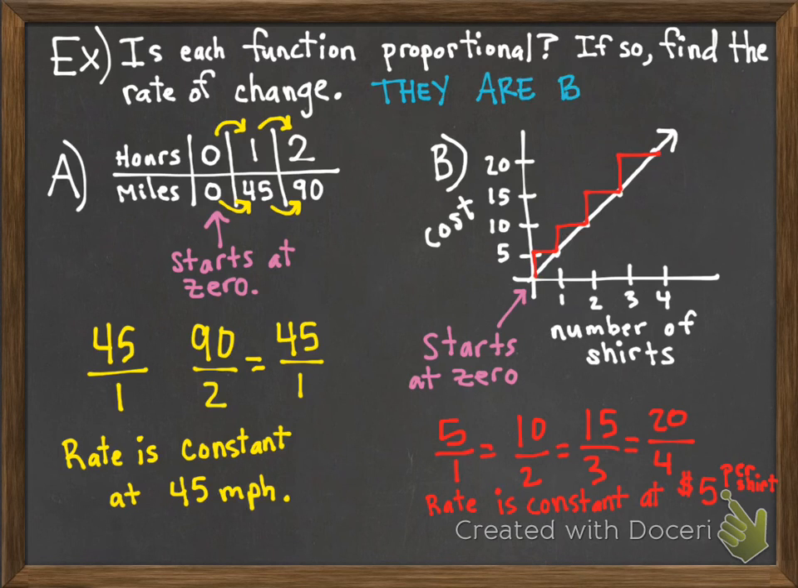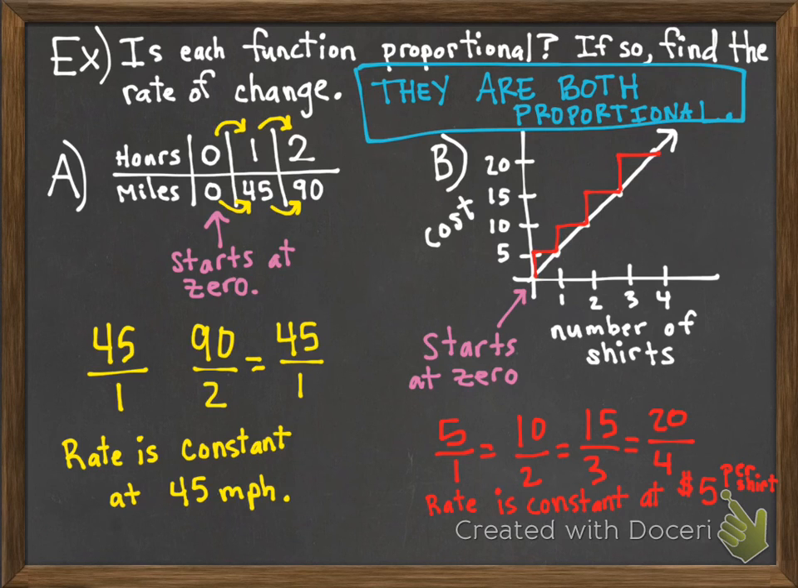This means that both of these are proportional relationships. Remember, we could also call them direct variation. 45 miles per hour and $5 per shirt are our rates of change for those two examples.